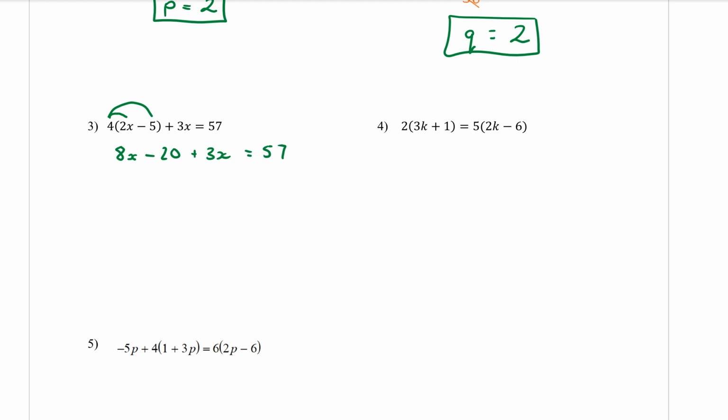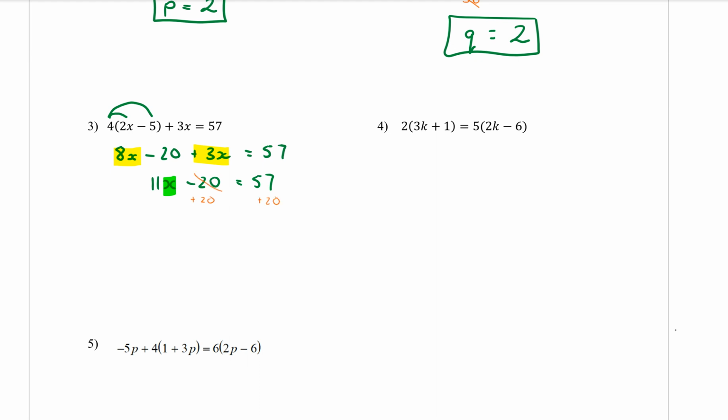Now, before I start trying to move things away, you will notice that I've got 2 x terms, but they're on the same side. Okay, when they're on the same side, I just need to collect them up. I go 8x plus 3x makes 11x minus 20 equals 57. Now that we only have one x remaining in the equation, we want to move everything away from that x. Starting with, what should I start with? Minus 20. The minus 20. And the opposite will be to plus 20.